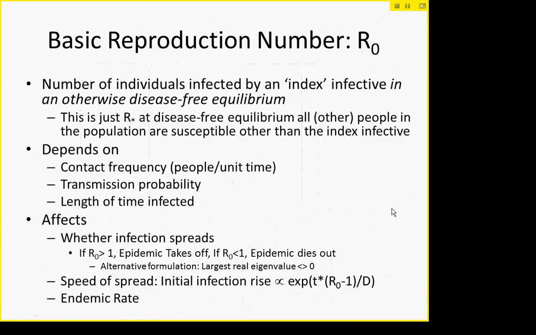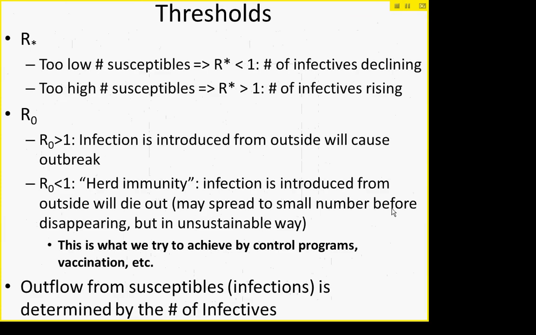Okay. So these are the basic reproductive number. Here, the effective reproductive number is less than one, so the number of infectives is going to go down. If it's greater than one, it's going to be rising. R naught: if it's greater than one, an infection introduced from outside will cause an outbreak.